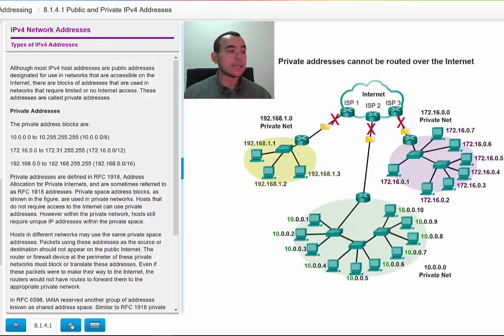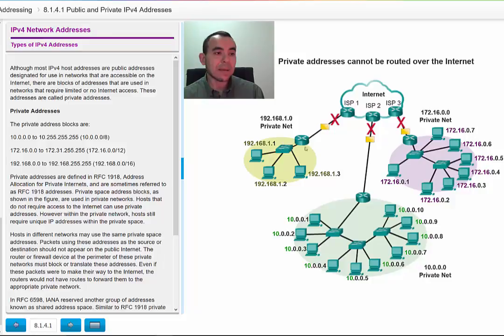So in this part of the chapter, we will talk about the types of IP address version 4. There are two major types of IP addresses. We have private IP addresses and public IP addresses. The private IP addresses are the addresses that can be used within a local area network, and it cannot be set as a destination address in a packet in the WAN.